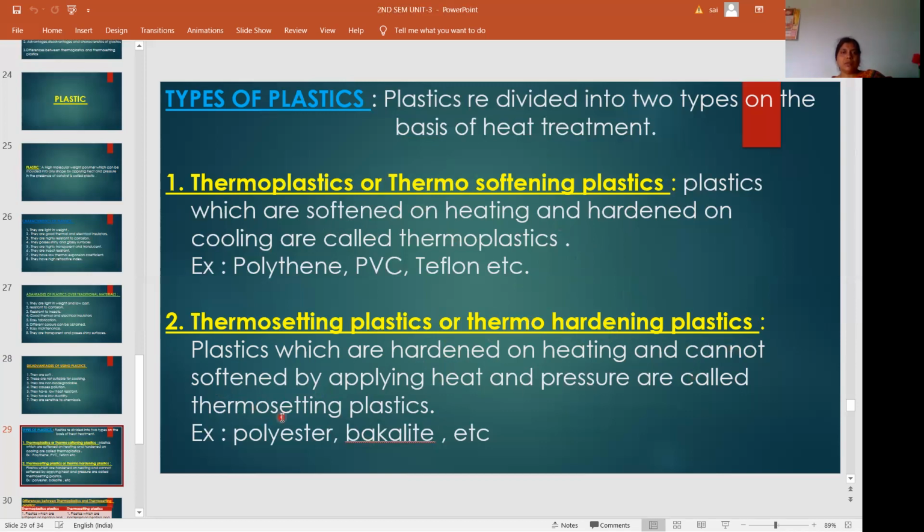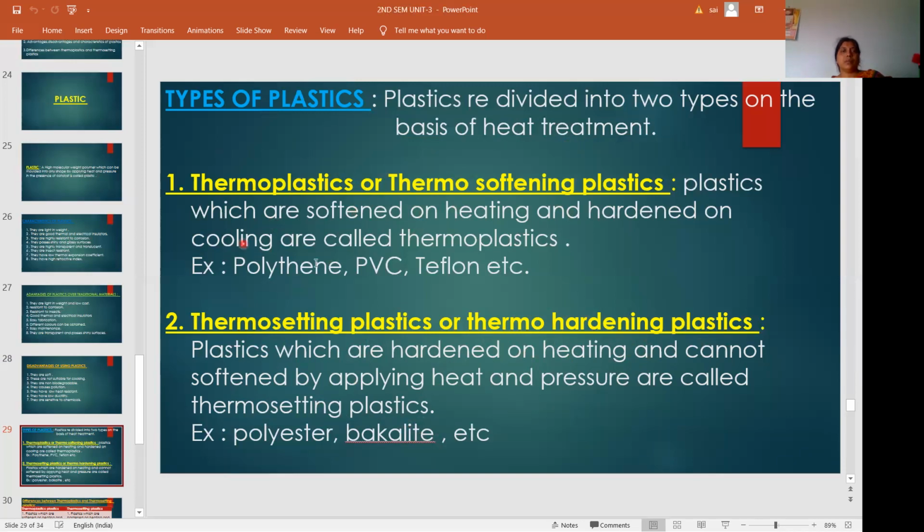Examples of thermosetting plastics, or thermohardening plastics, are polyester and bakelite. These two are examples of thermosetting plastics. Plastics are divided into two types based on heat treatment: thermoplastics and thermosetting plastics. Thermoplastics are also called thermosoftening plastics, and thermosetting plastics are called thermohardening plastics. Thermoplastics soften when heated and harden when cooled, whereas thermosetting plastics harden when heated.